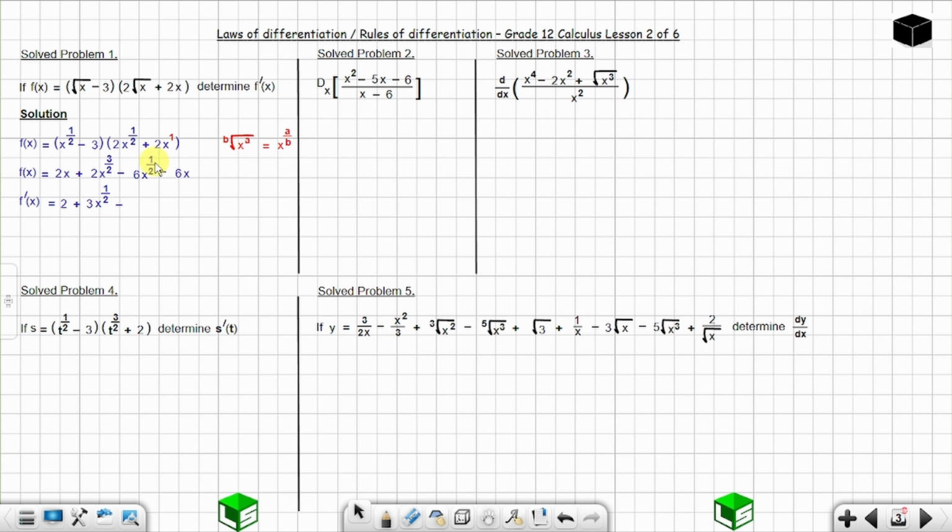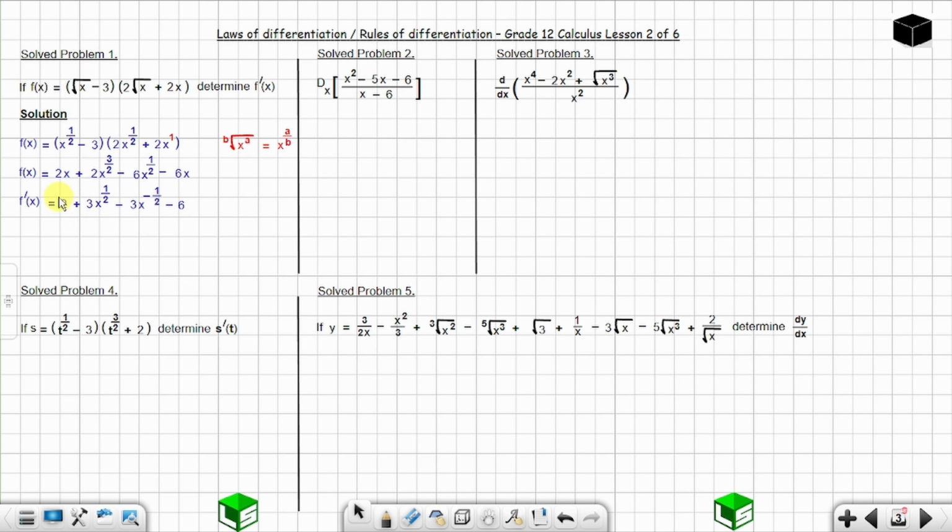Minus, now you have this exponent times this coefficient. The coefficient is 6. 1 over 2 times 6, which is 3, x to the power of this. You subtract 1 from the exponent. 1 over 2 minus 1, which is negative 1 over 2. Minus 6. When you take the derivative, let's carry on.